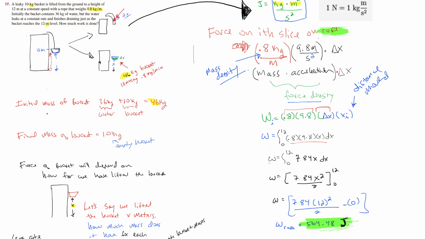So we know that the initial mass of the bucket is 36 kilograms. Actually, not really, that's the water in the bucket. Let me erase this stuff here. So the water in the bucket is 36 kilograms, and the bucket itself is 10 kilograms. Together, the bucket when it's full is 46 kilograms. The final mass of the bucket, when it goes all the way up to the top, is just the mass of the bucket without the water, which is 10 kilograms. So this is the mass of the empty bucket.